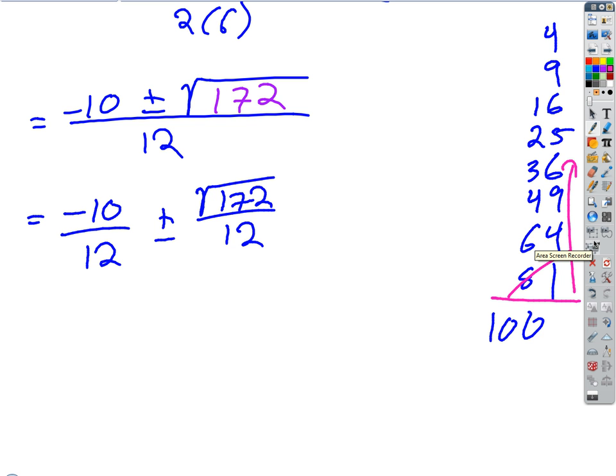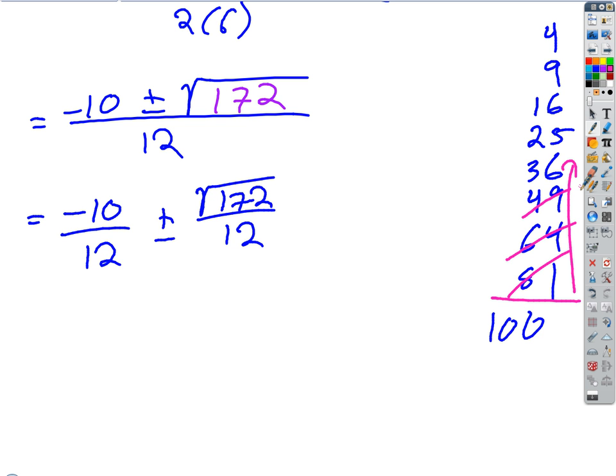Nope, not going to work. 3 times 64 would be too big, wouldn't it? Okay, 49. No go. 49 is almost 50. 3 times 50 is 150. 4 times 50, it's not going to work, is it? You can already see that's not going to work.